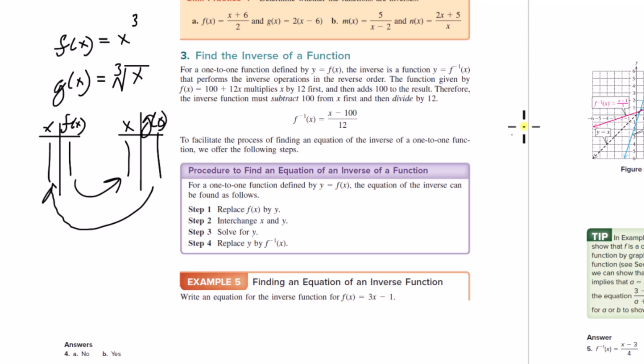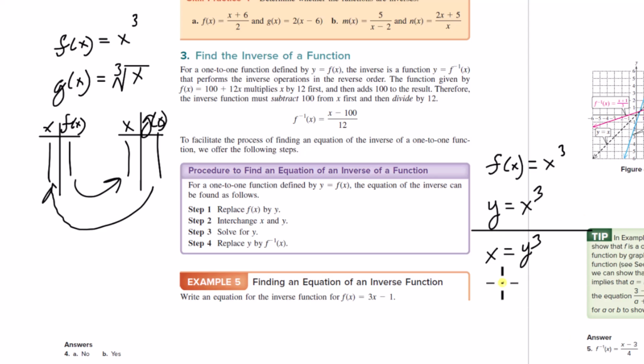This makes sense, right? If you've got f of x is equal to x cubed, and you want to find its inverse, well, we check to see if it's one-to-one. This is one-to-one. So you replace f of x with y, and then flip this. Interchange y and x. Switch y and x. Solve for y. So y is equal to the cube root of x. Now just replace y with the inverse symbol. And that's it. You're done.